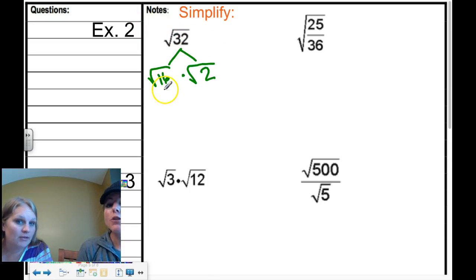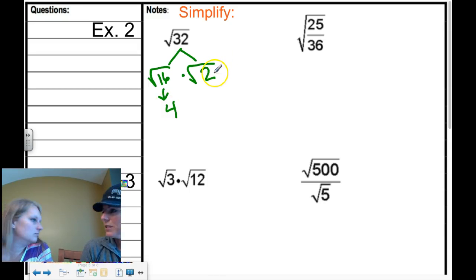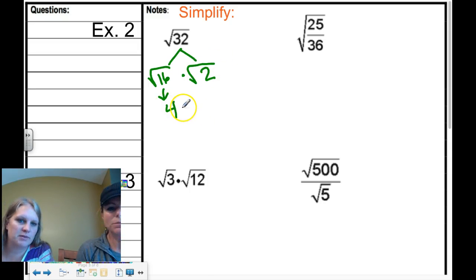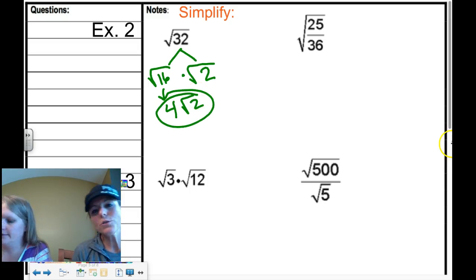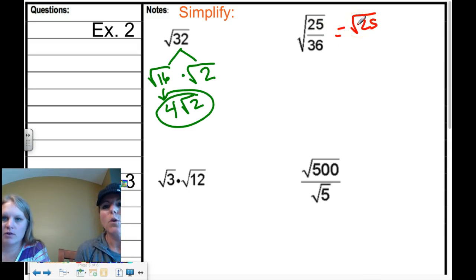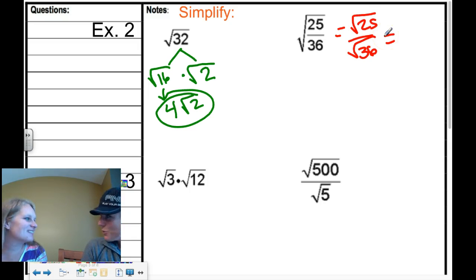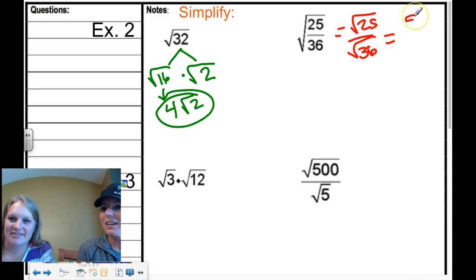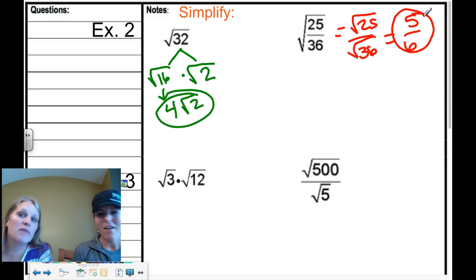And now the square root of 16 is 4. The square root of 2 just stays, because that's not a perfect square, so we just leave it and there's your answer: 4 root 2. Let's go to the one next to it. Let's break it up into two separate radicals: square root of 25 over the square root of 36. Well, look at how convenient this is. Those are both perfect squares. The square root of 25 is 5, and the square root of 36 is 6. And we're done. So that's our answer. So there's no radical in that one.